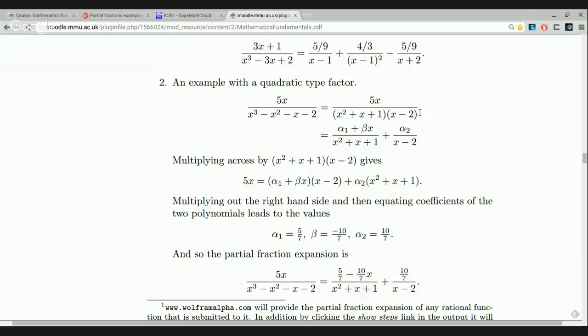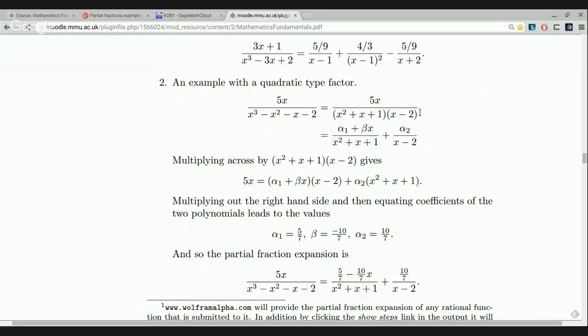And we can find those by the same technique. Bringing the sum of 2 fractions there again to a single fraction over the original denominator. See that the numerator you end up on the right-hand side with is alpha 1 plus beta x times x minus 2 plus alpha 2 times the irreducible quadratic. That numerator polynomial will have to equal our original numerator, which was the 5x.